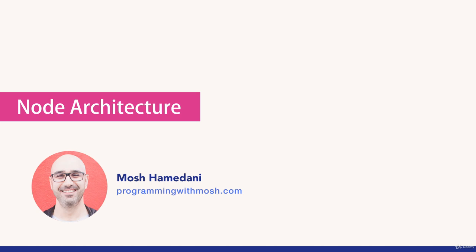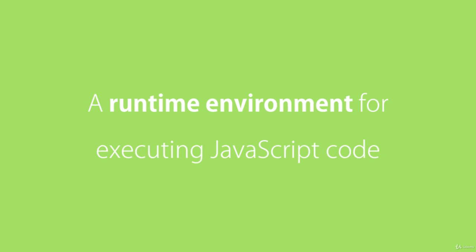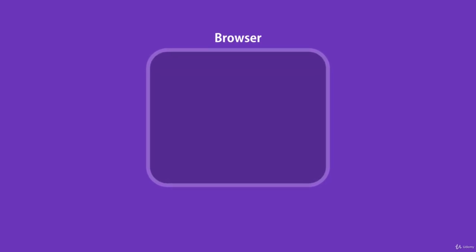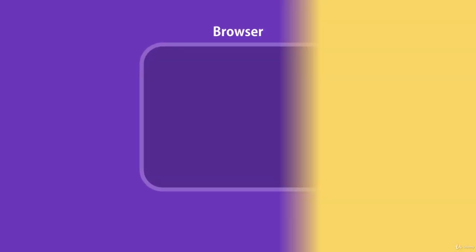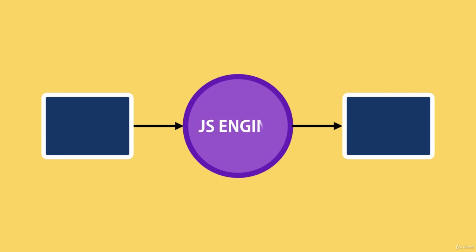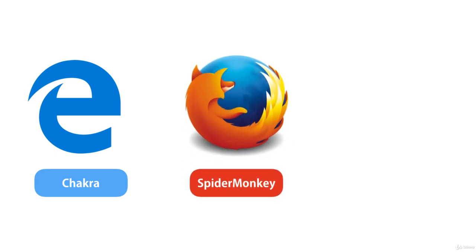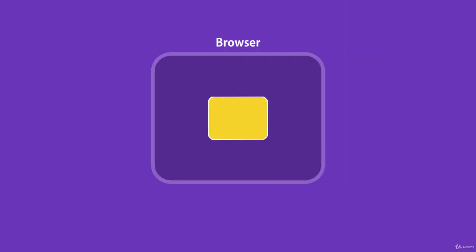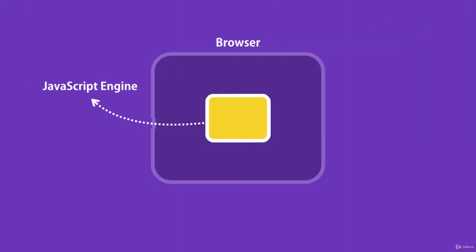So in the last video, you learned that Node is a runtime environment for executing JavaScript code. But what is a runtime environment really? Well, before Node, we used JavaScript only to build applications that run inside of a browser. So every browser out there has what we call a JavaScript engine that takes our JavaScript code and converts it to code that a computer can understand. For example, Microsoft Edge uses Chakra, Firefox uses SpiderMonkey, and Chrome uses V8. And it's because of these varieties of engines that sometimes JavaScript code can behave differently in one browser or another.